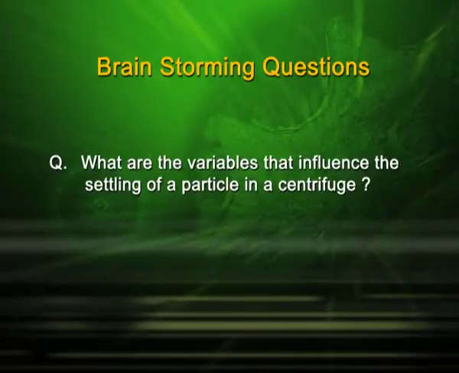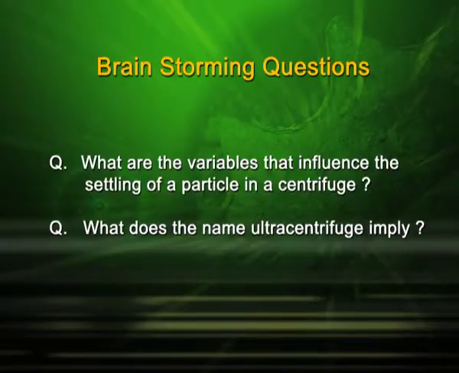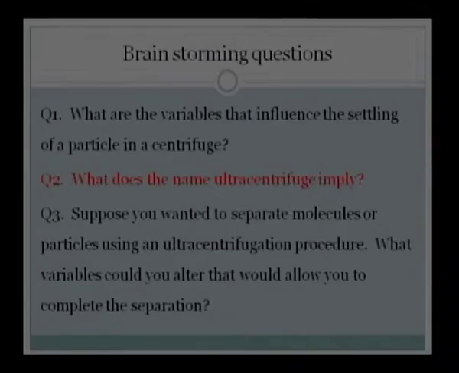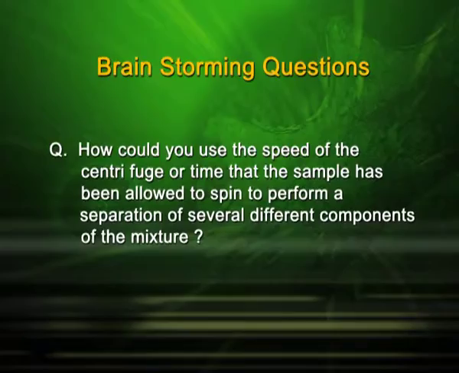First question: what are the variables that influence the settling of a particle in a centrifuge? Second, what does the name ultracentrifuge imply? Third, suppose you wanted to separate molecules or particles using an ultracentrifugation procedure. What variables could you alter that would allow you to complete the separation? Fourth question, how could you use the speed of the centrifuge or the time that the sample has been allowed to spin to perform a separation of several different components of the mixture?